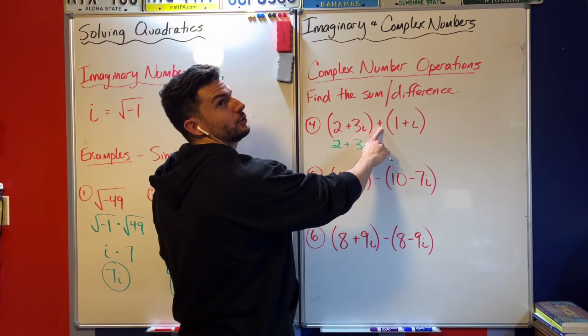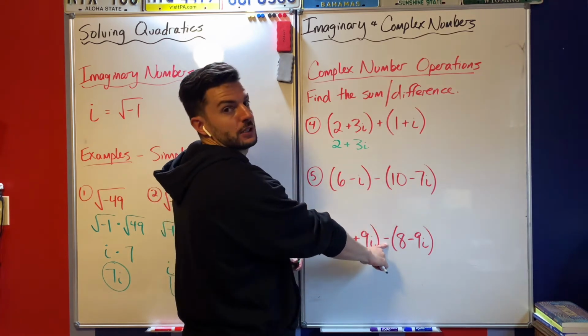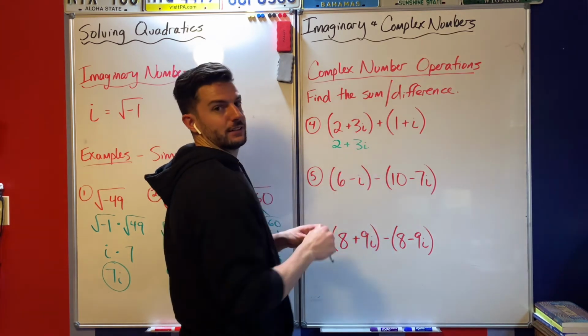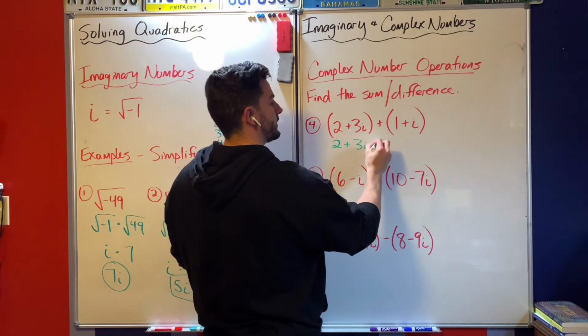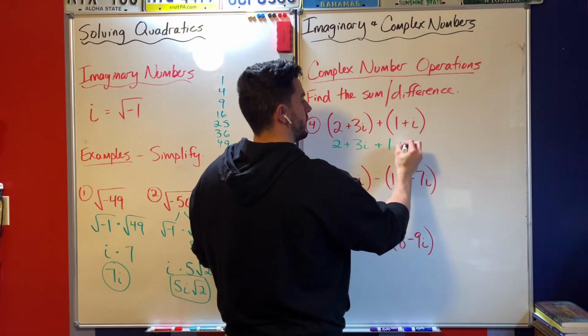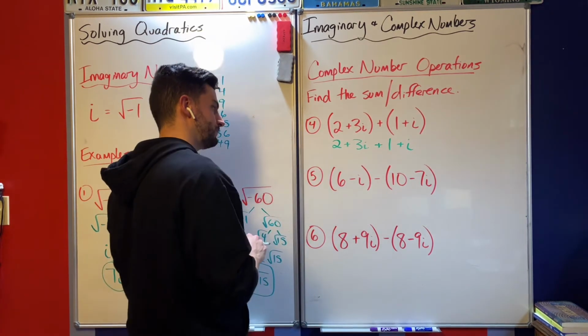I know I'm adding these two groups because there's a plus in the middle of them, okay? When I go to subtract the groups, I'm gonna have to do one more step before I can drop the parentheses, okay? And I'll show you. But when it's adding, it's nice. I can just drop the parentheses, think of it as one big group, and just combine my like terms, okay?